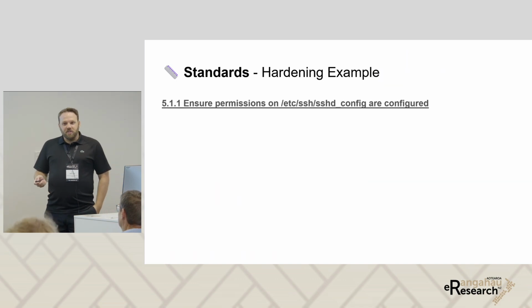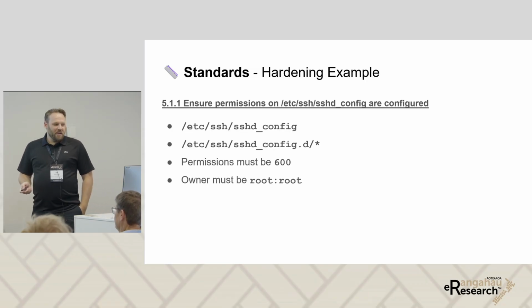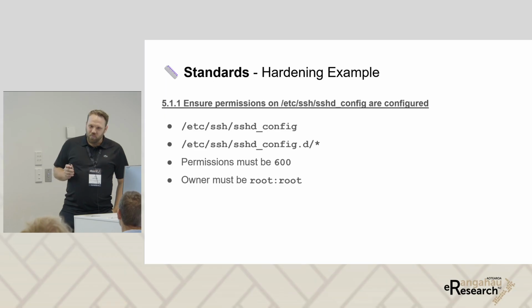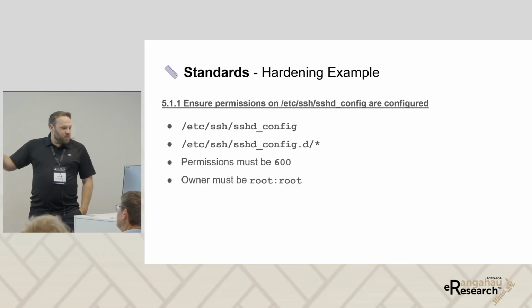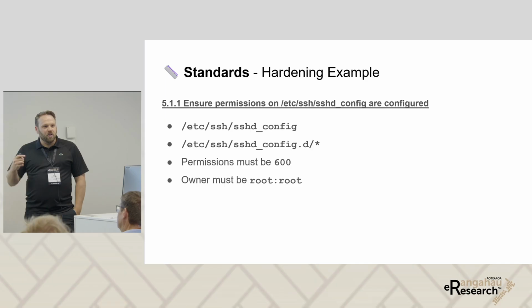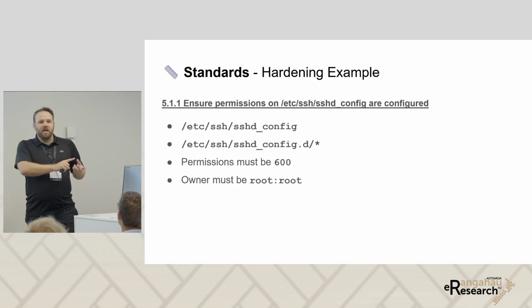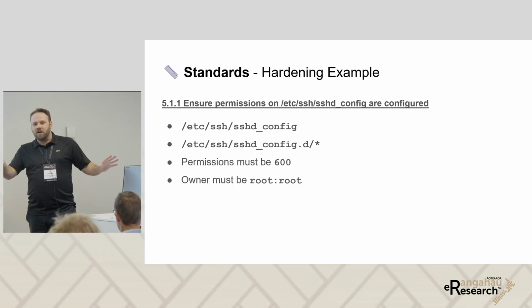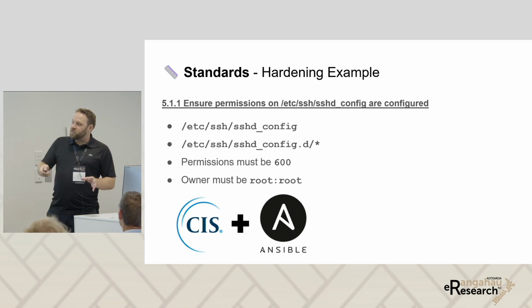I don't want to bore everyone to death with an SSH example, but it was the best I could come up with. Section 5.1.1 says that we should set some sort of permissions on these files. That is not a specific permission we get out of the box with Ubuntu, but they say that we should have permission set 600, owner root. So basically, if we translate that to regular humans, administrators should be able to read and write that file, no one else.